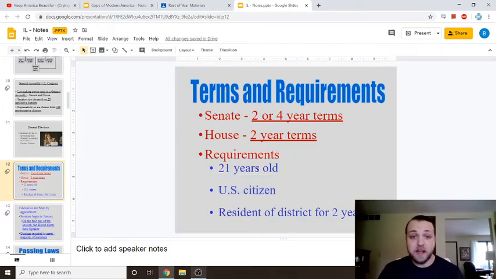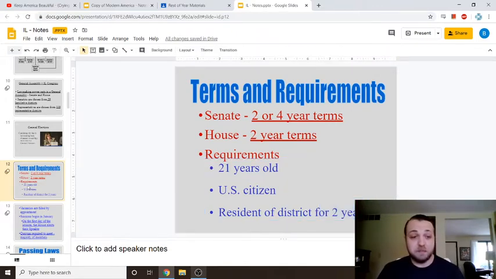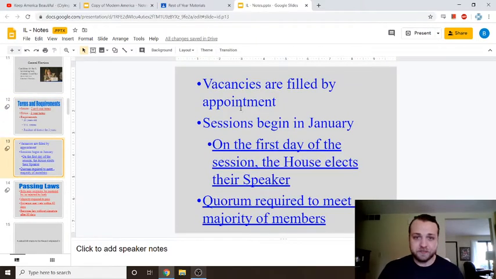And then you can run in the House or Senate. You need to be a resident of your district for at least 2 years. It'd be weird if I moved up to Chicago right now, and then later in the year I run to be a representative in Chicago when I've only lived there for a couple months. That would be kind of unusual. So they want you to have lived in your district for at least 2 years so that you know the people in your town and know what they need and what's best for your area.